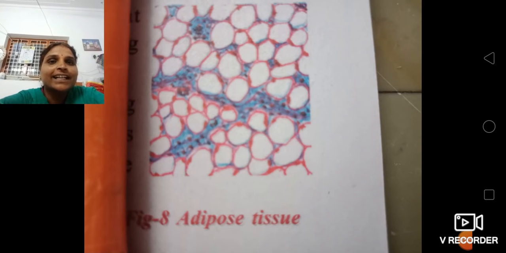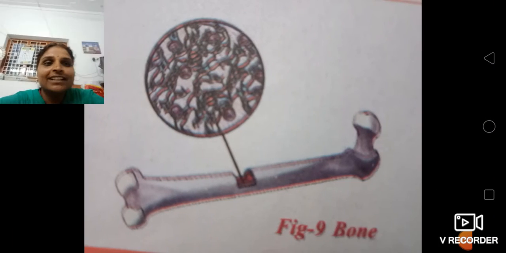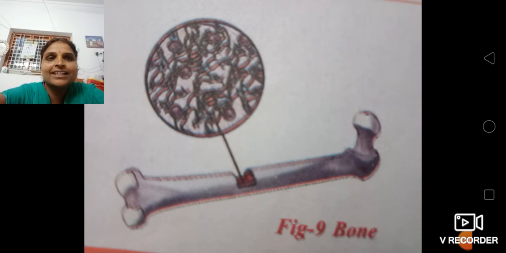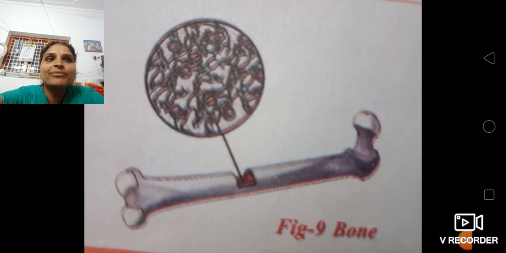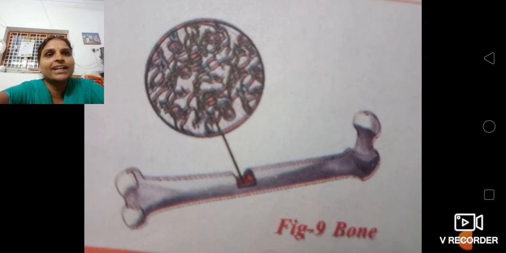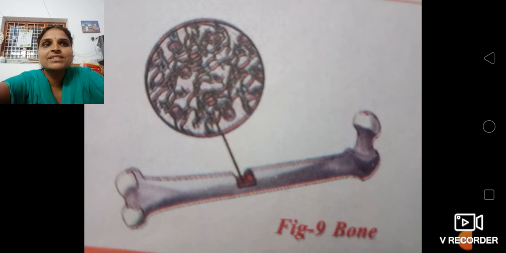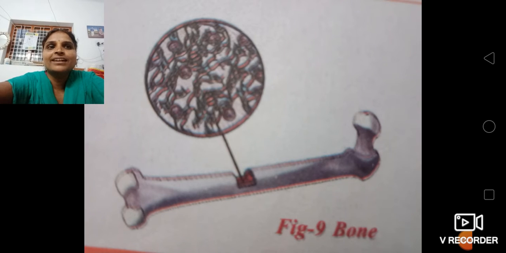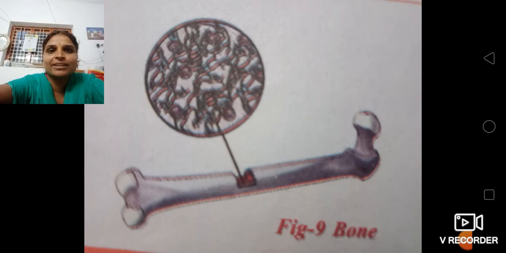Next, another tissue is there. What is it? Which tissue gives definite shape to the body of vertebrates? Yes, bone. Bone gives the human body or any animal a definite shape. Bone is another type of connective tissue. It forms the framework that supports the body. It is a major component of the skeletal system of vertebrates.